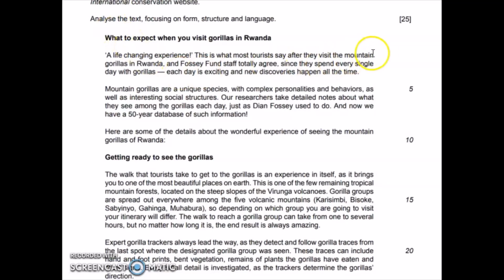Now, what is being promoted here is the mountain gorillas in Rwanda, meaning this advertisement positions gorillas as a unique and fascinating attraction for the tourists.